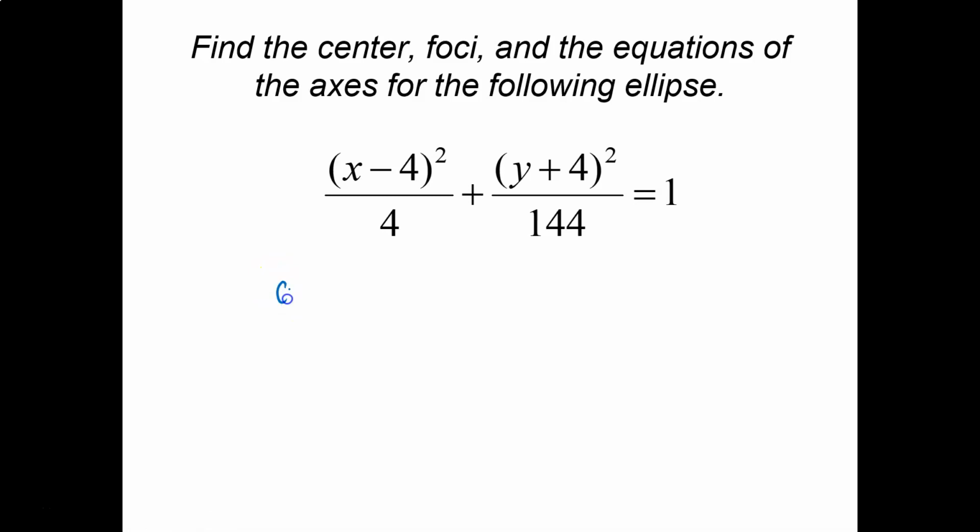So center, Bo, what's our center for this one? Good, 4, -4. So for our foci, we need to be thinking, is this wide or tall? Ethan, is this one a wide or tall ellipse? Tall. In fact, very tall in this case, right? Because that number is a lot bigger. So our center is right here at 4, -4.